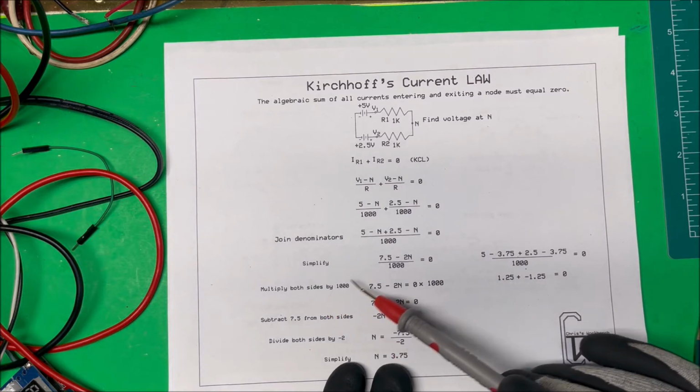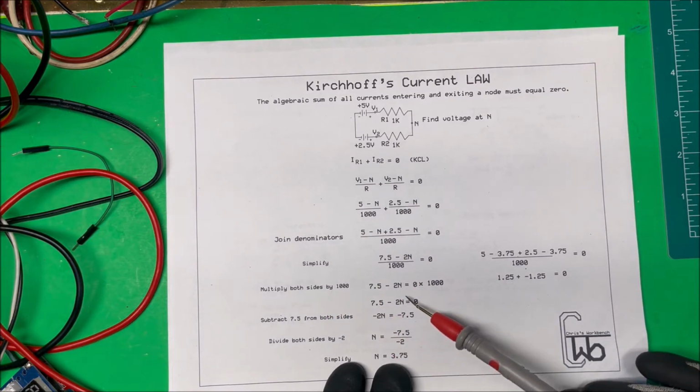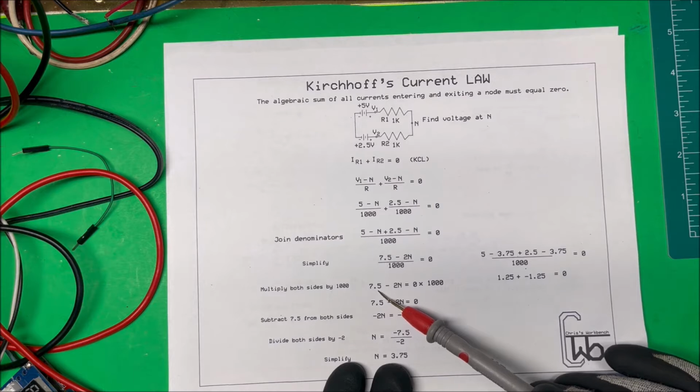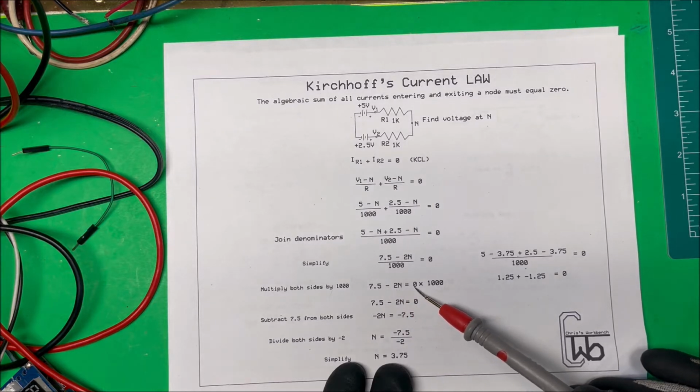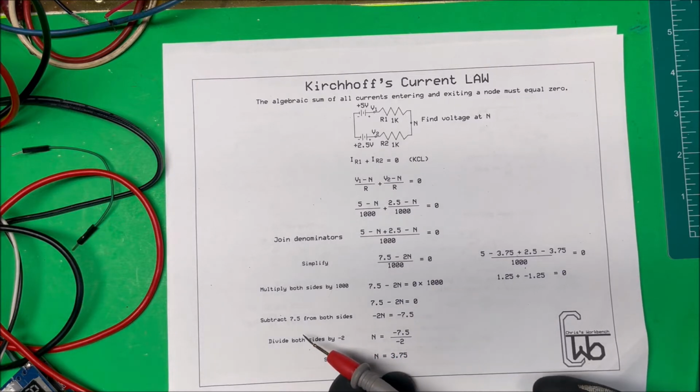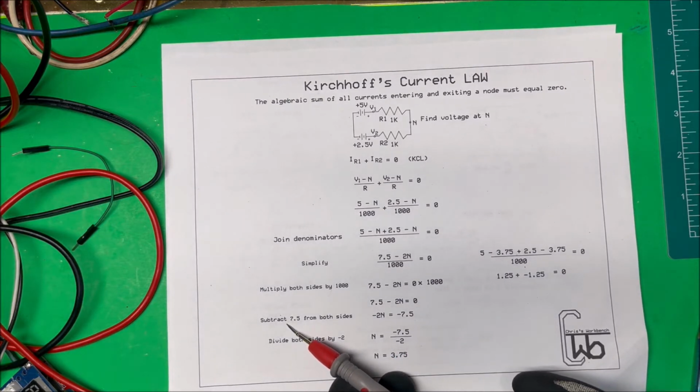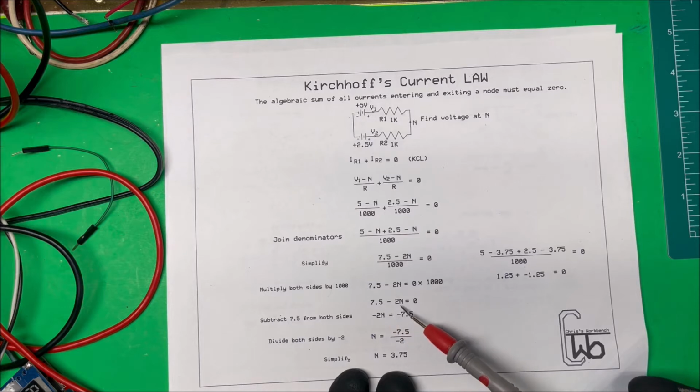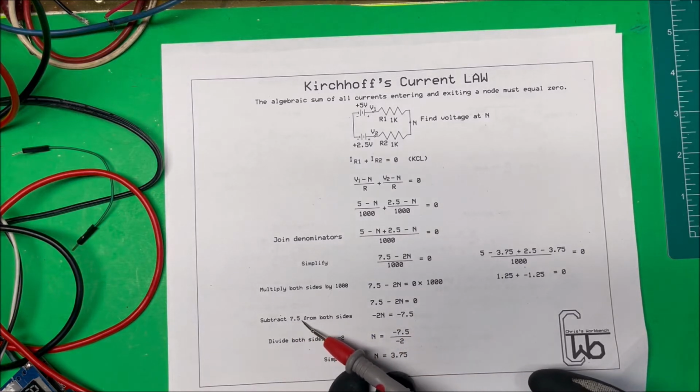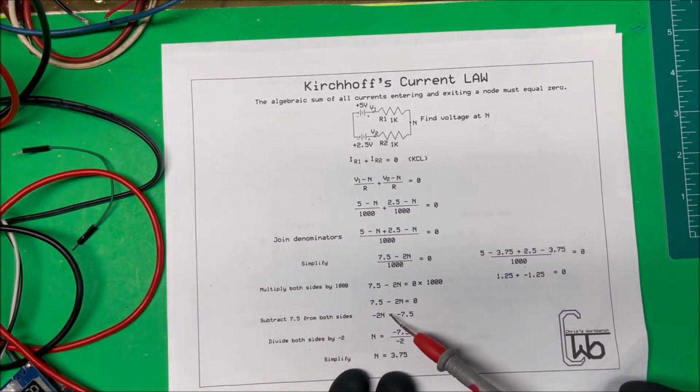Now, to get rid of the 1,000 here, we multiply each side by 1,000. So we have 7.5 minus 2n is equal to 0 times 1,000. So that's going to be 0. Now, we want to get something to the other side here. So we're going to subtract 7.5 from both sides. So we get rid of that, and we get a minus 7.5 over on this side, okay?